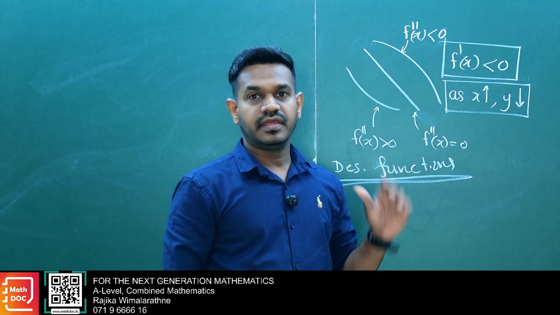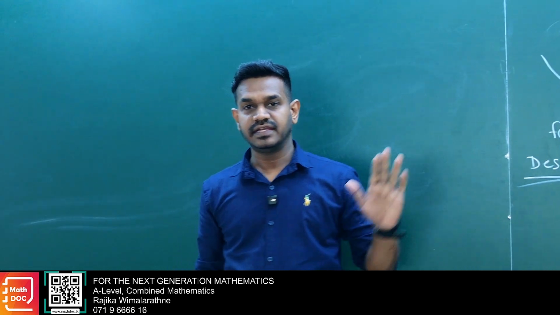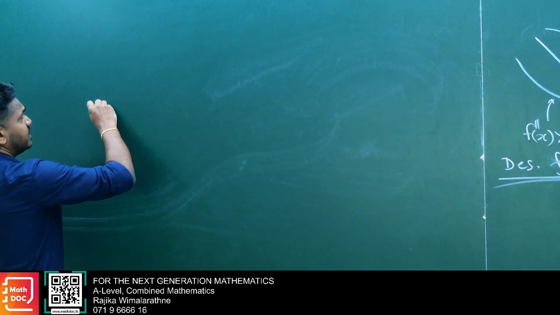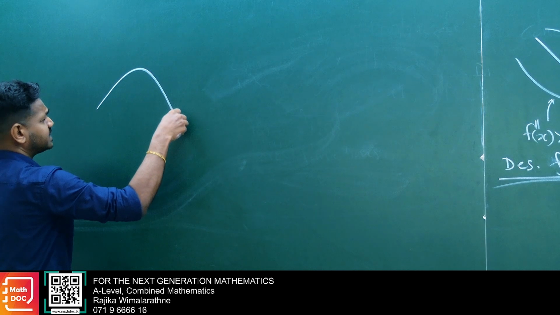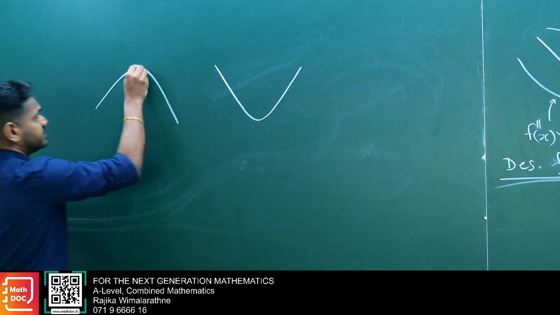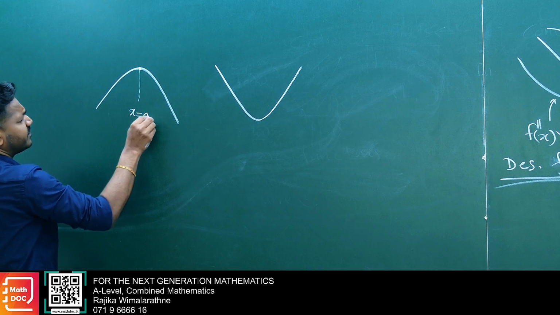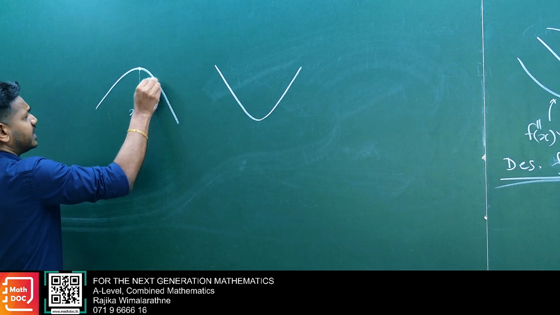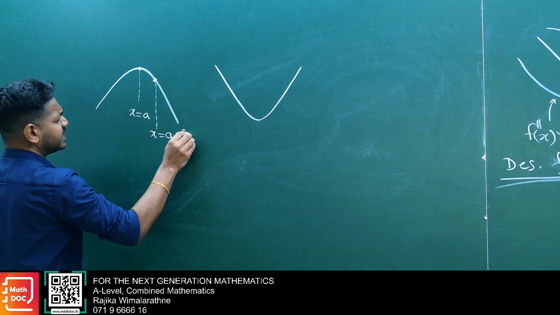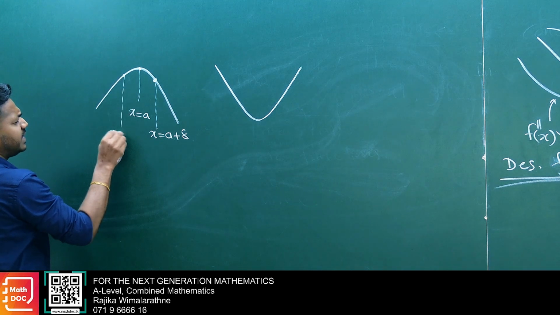Okay. Now, next part. See this one. You consider maximum and minimum. So take this point, corresponding x coordinate, x equal a. Then here take this point, x equal a plus delta. Delta means very small value. And take this point, that is x equal a minus delta.